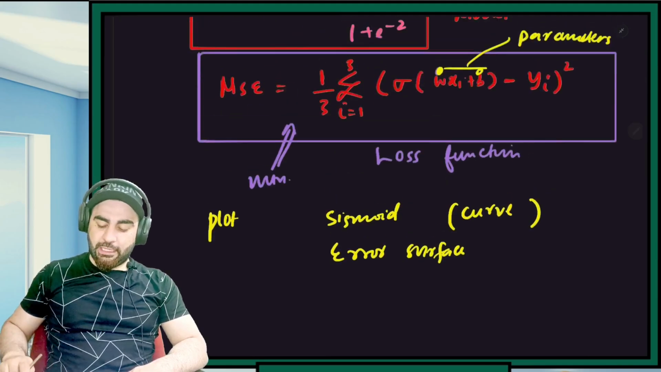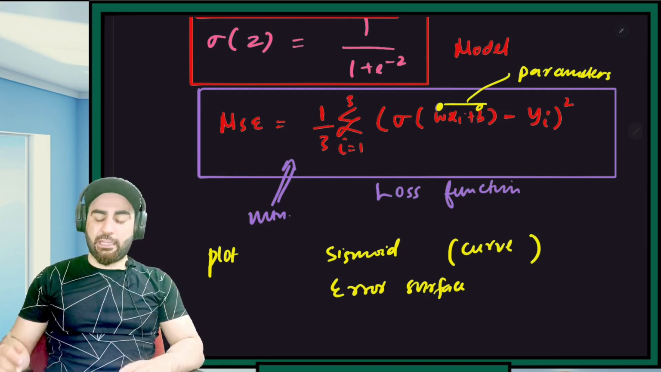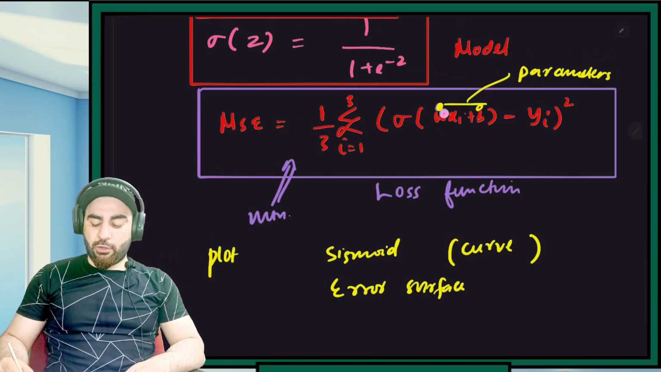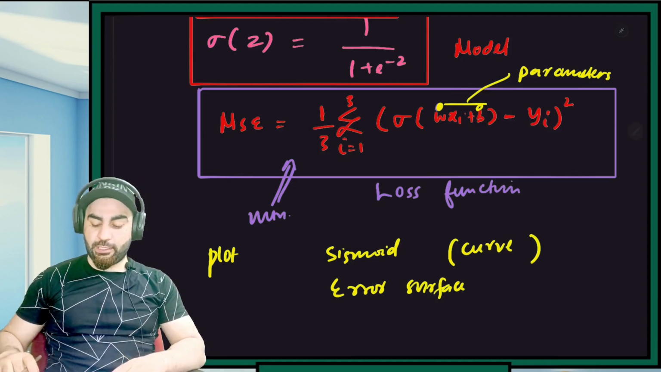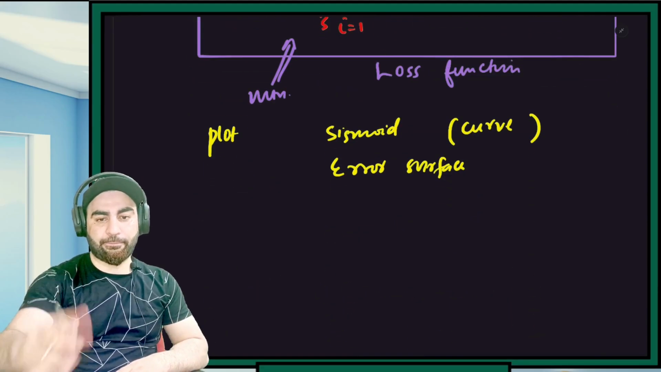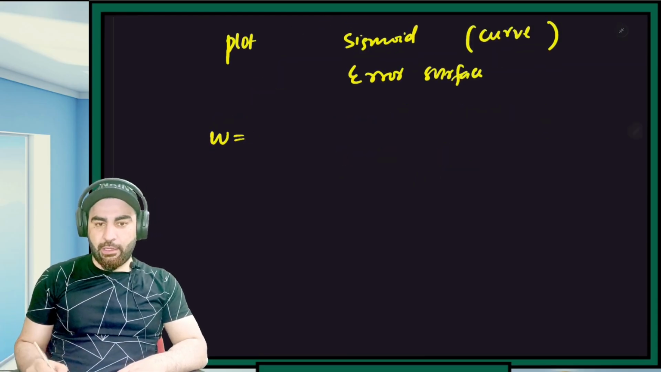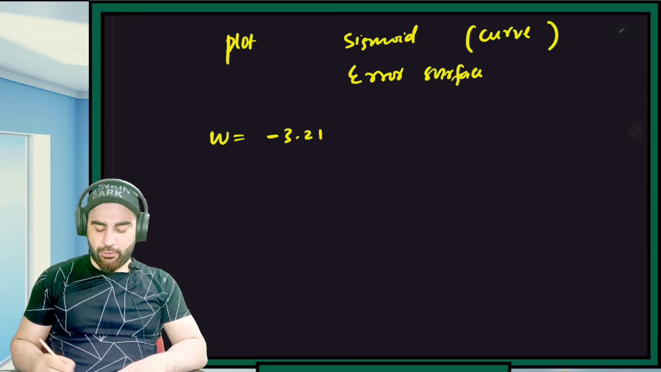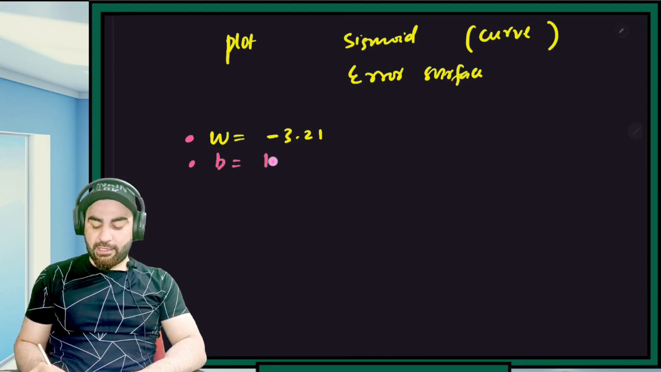Because this is also a function, it also has a surface associated with it. According to w and b, you'll also get the errors corresponding to those. So we'll also plot that. This is what we want to do. Initially, let's do it by hand. I have some calculations over here. Let's consider w to be minus 3.21. Calculations can be wrong, but you can correct them at home. Let's suppose the bias is equal to 1.83.